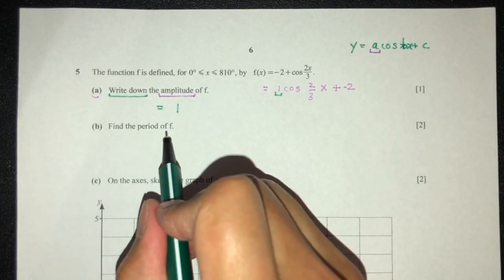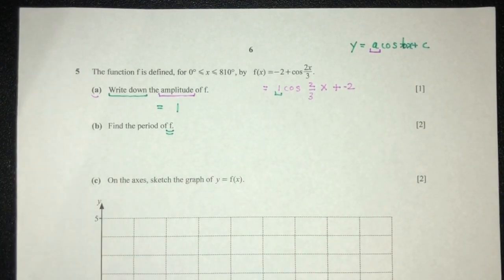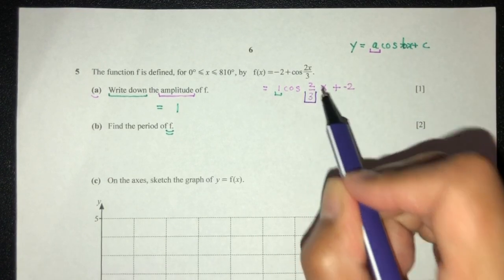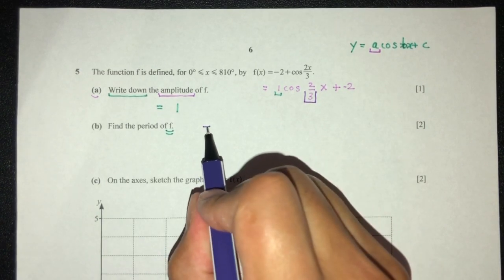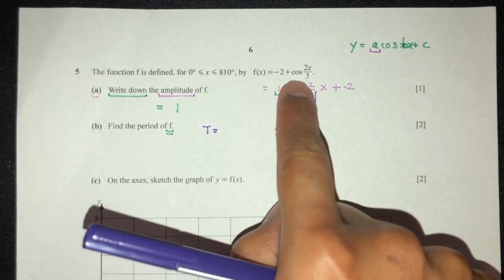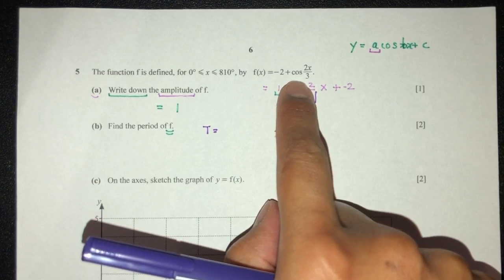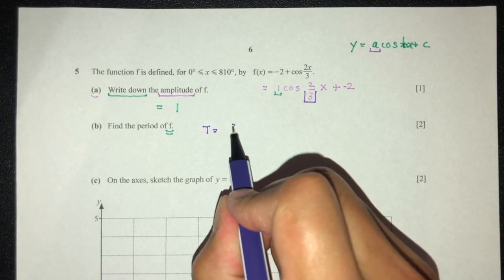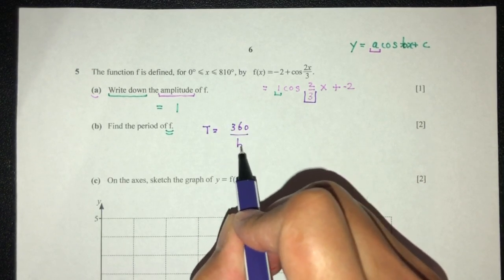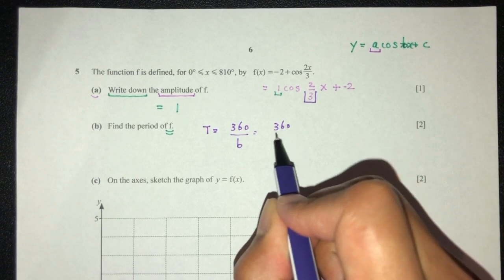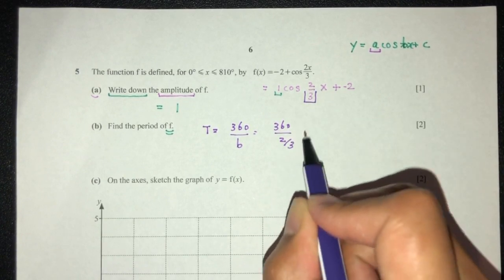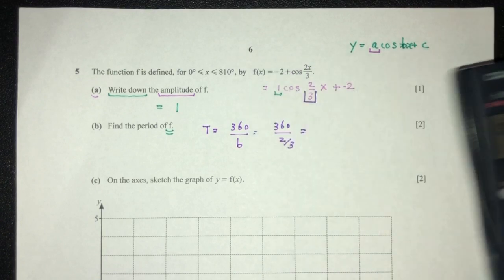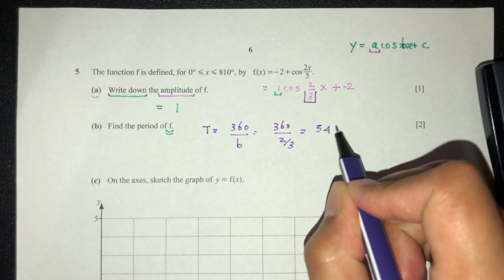Now we have to find the period of f. To find the period, we use this method. We look at the value of b. By comparison, b will be the value over here. We have to know this to find the period because it is a cos curve. For cos and sine, we use this formula: the period is equal to 360 divided by the value of b, which is 360 divided by 2 over 3. That will be 540. So your period will be 540.